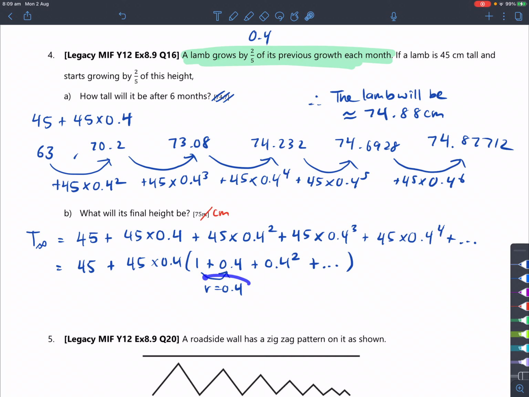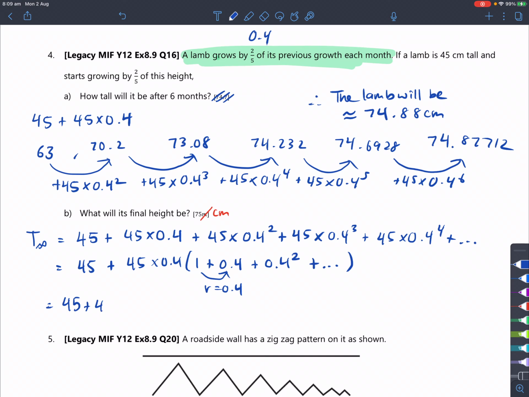Now remember, when this ratio here is between -1 and 1, then this series that is apparent here would be a limiting sum. So eventually this is going to converge to some value. It's not going to grow any higher than that particular value. All right? So let's write down the beginning parts of it.